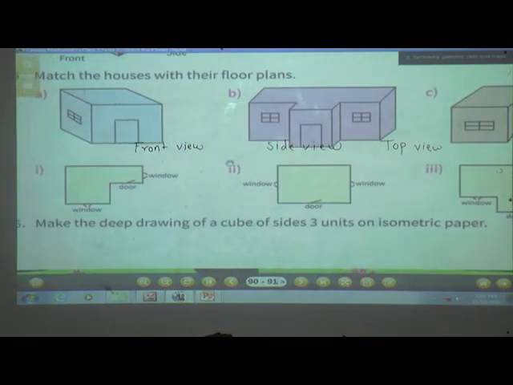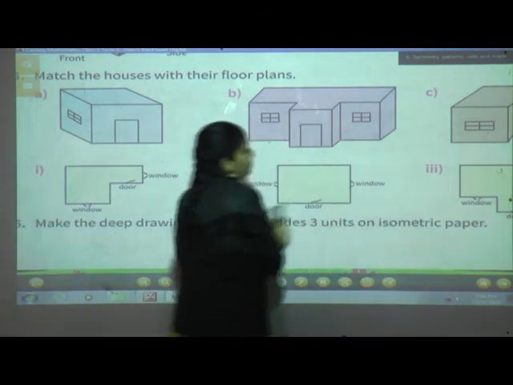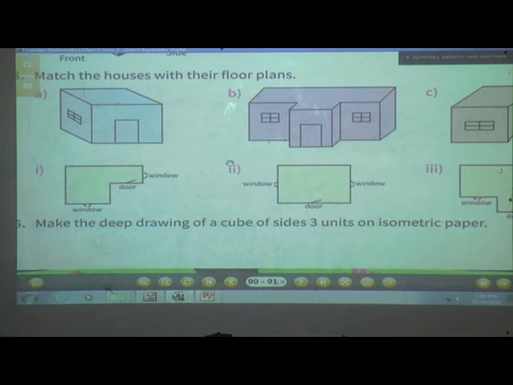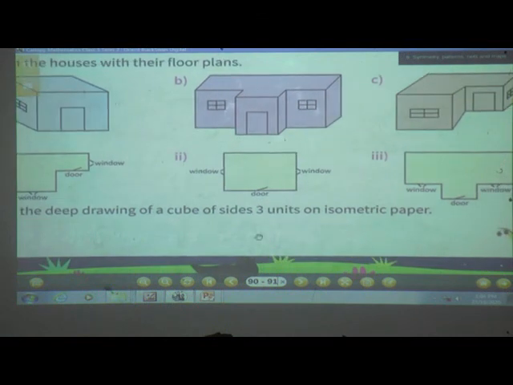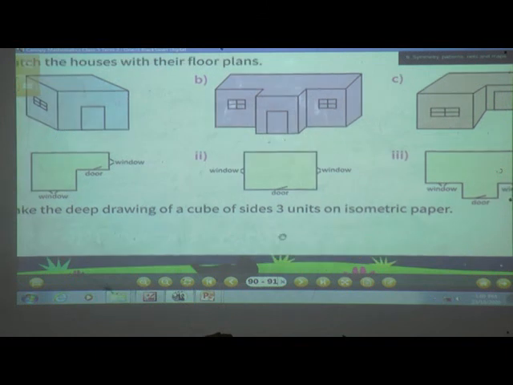Match the houses with their floor plans. Okay, so just now I told you about floor plans and drawing, so you just match it. Floor plans means when we view it from the top, that figure is called a floor plan. See the first one carefully here. How will this drawing look from the top view? Yes students, it will look like this one.